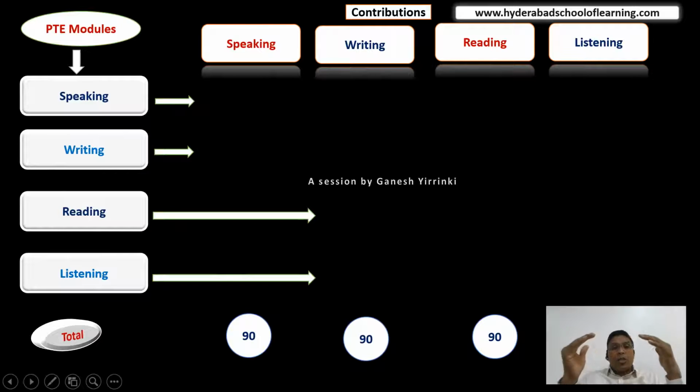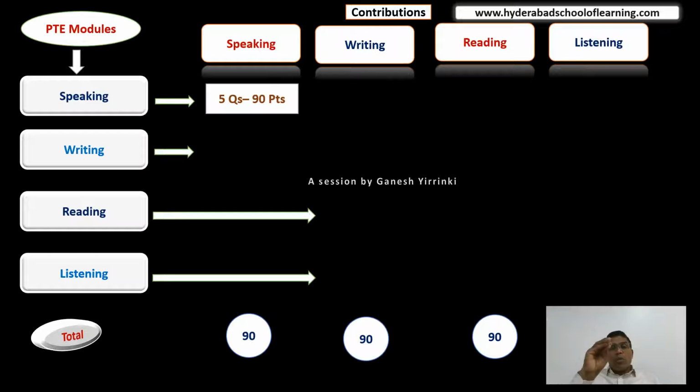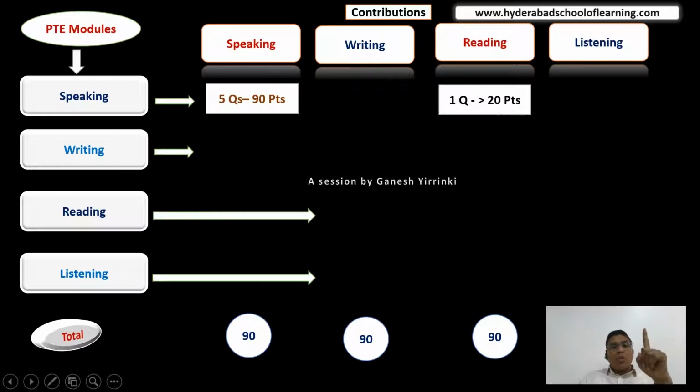So let's see now the contributions. Right, this exam is interesting in the sense that one module can impact your score in the other modules. So in the speaking module, as we know, we have 5 questions, and those 5 questions can give you 90 points to speaking. But speaking can contribute to reading and listening as well. From speaking, we have one question called read aloud. That question can carry points to the extent of 20 to 25 points also.